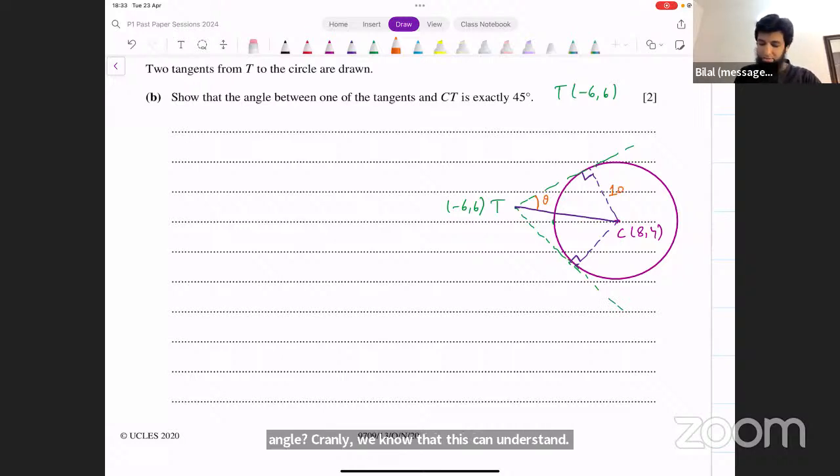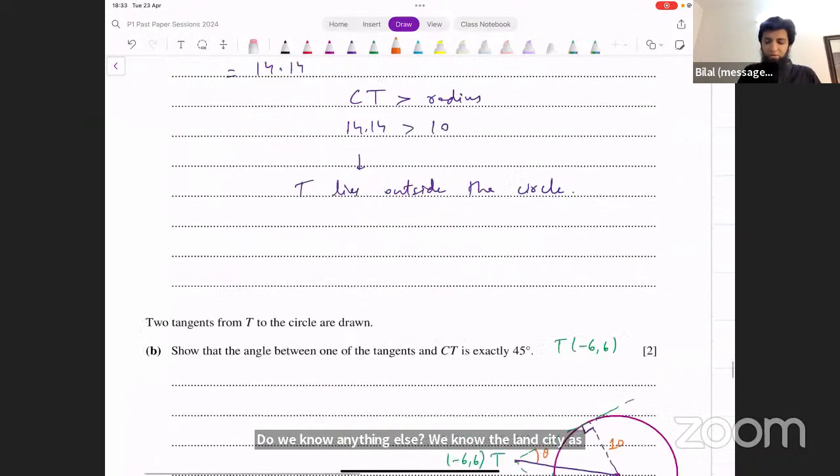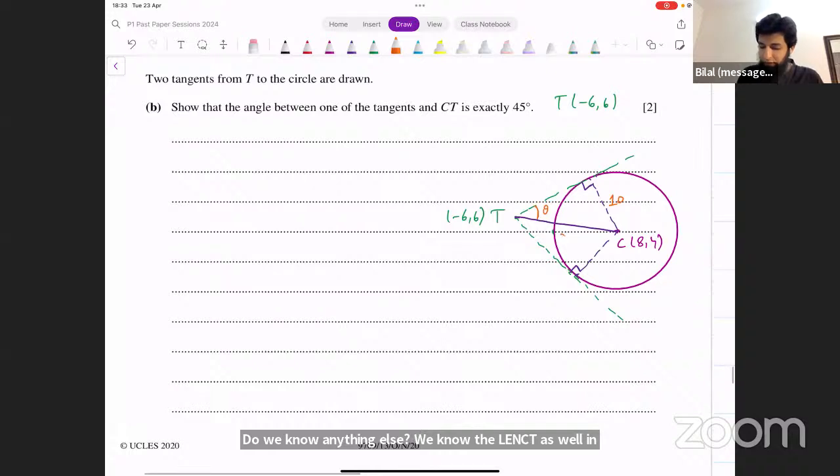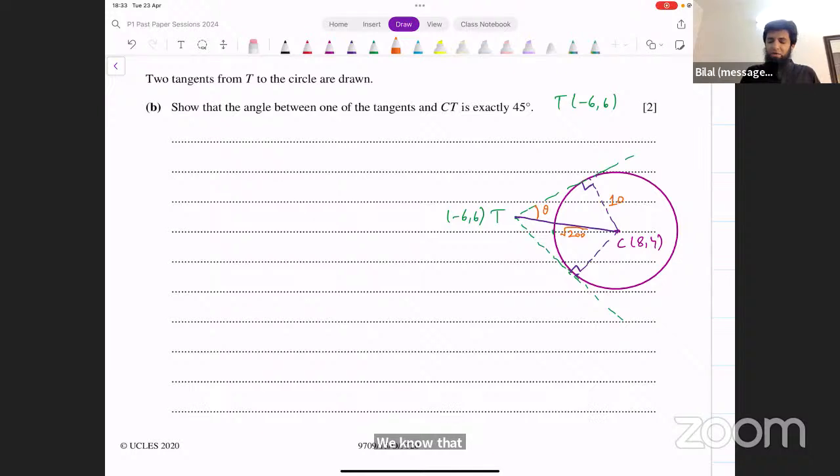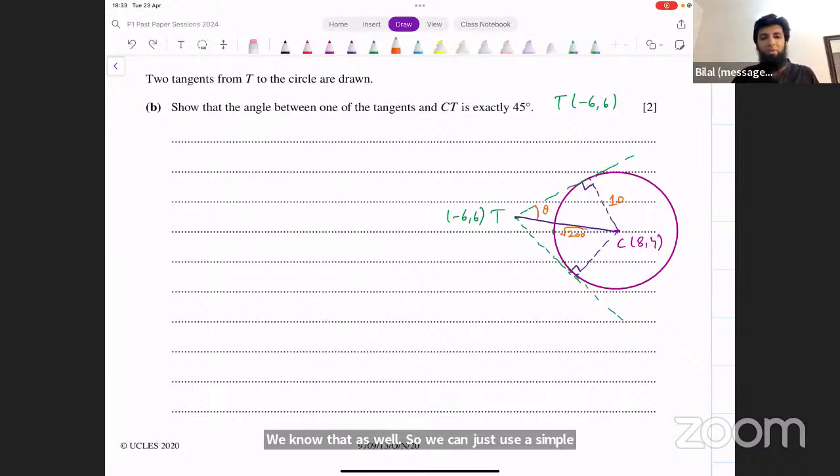Do we know anything else? We know the length CT as well, in fact. We have found that earlier. That is 14.14 or square root of 200. We know that as well. So we can just use simple trigonometry for this. 10 and square root of 200. 10 is perpendicular, the side opposite to the angle. Under root 200 is hypotenuse.